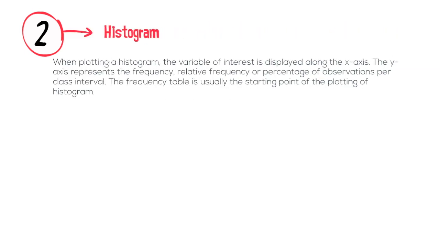Next, we look at the histogram. A frequency histogram is simply a bar graph with the class intervals listed on the x-axis and the frequency of occurrence of the values in the interval on the y-axis. The frequency table is usually the starting point for plotting a histogram.